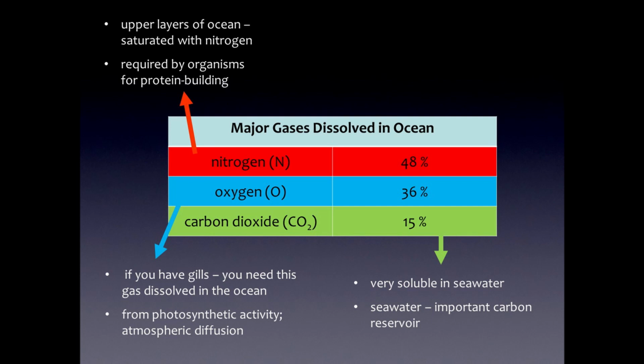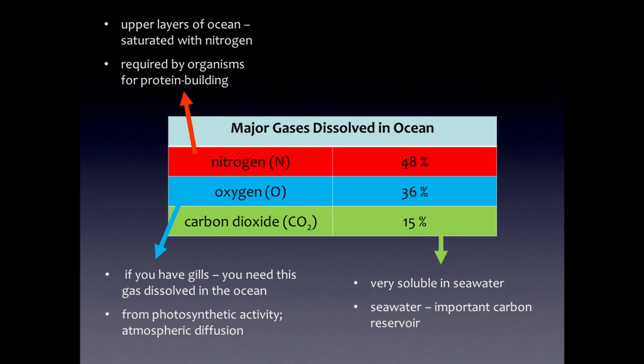If you have gills, you're going to need oxygen. And we get this both from photosynthetic activity within the upper layers of the ocean, within the photic zone, and we get it from atmospheric diffusion. It basically filters in, it's diffused in from contact between the surface of the water and the atmosphere.